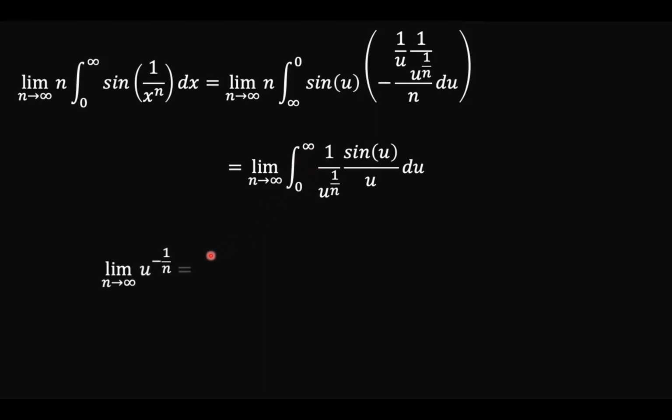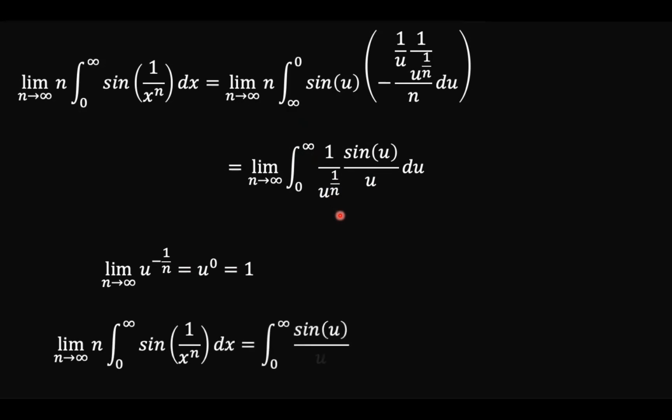So the important thing to see here is that the limit of 1 over u to the power 1 over n, which can be expressed as u to the power negative 1 over n, as n tends to infinity, is u to the power 0, and that limit is the same as 1. So this first term tends to 1, and so we remain with the integral of sine u over u from 0 to infinity.